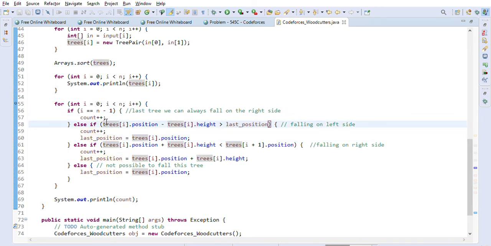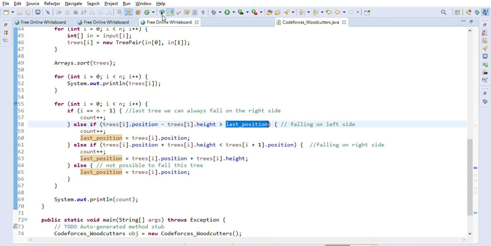There are two possibilities for us. So we will try to fall the tree on the left side, which means that we will take the position and we will subtract its height, right? And if it is greater than the last position, so it should be greater than the last position, then we can fall it on the left side. So this logic, let me explain you this logic.